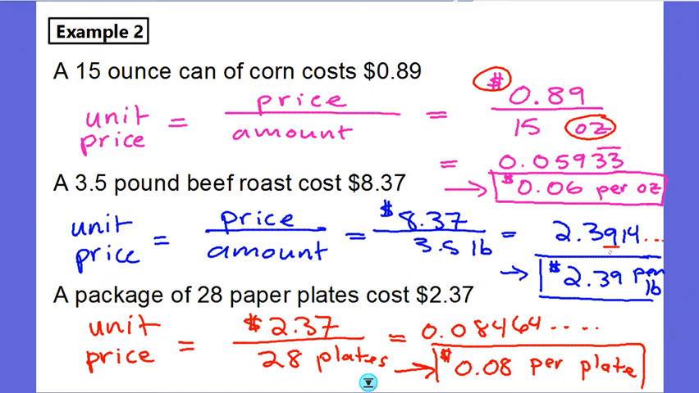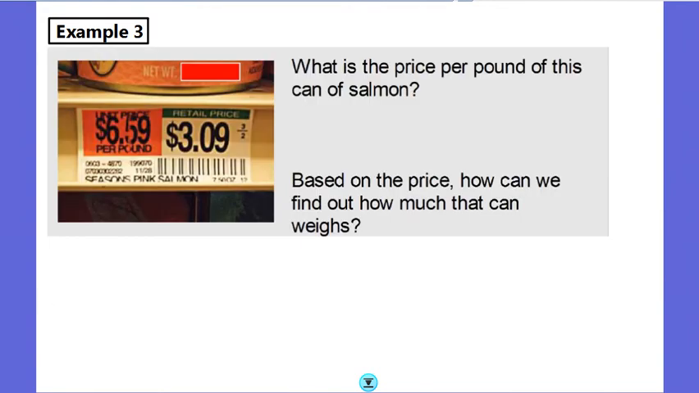Last example, 28 paper plates, $2.37. I'm going to be measuring in dollars per plate, because that's my units. I have dollars in the price and plates in the denominator, so my unit at the end will be dollars per plate. I will be grading you for the proper unit on your quizzes and tests, so make sure you're paying attention to that. We'll move on to the next example.